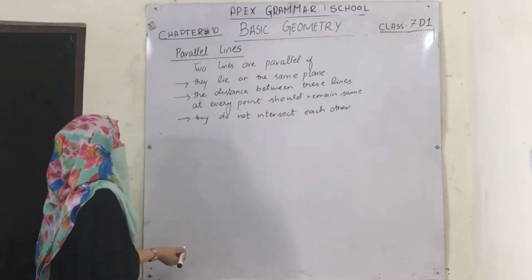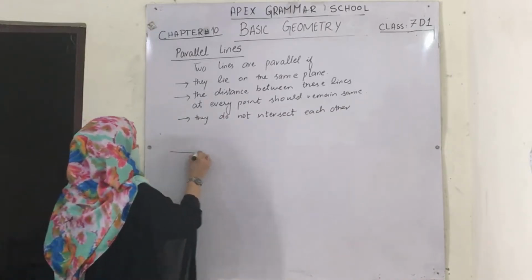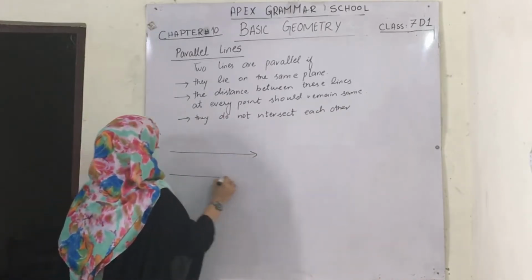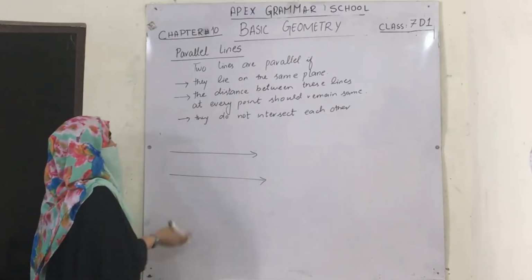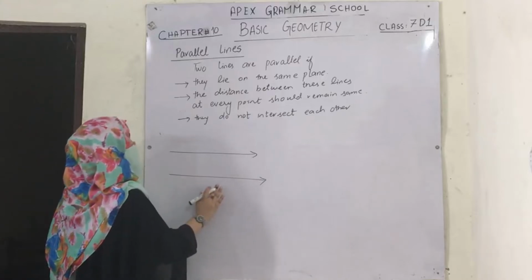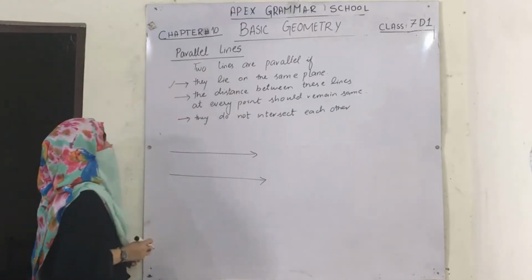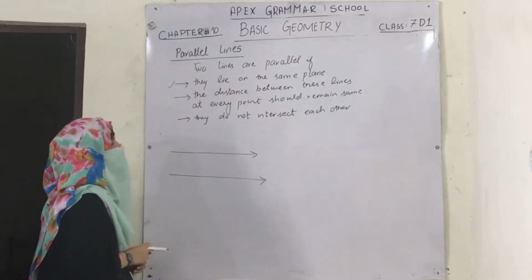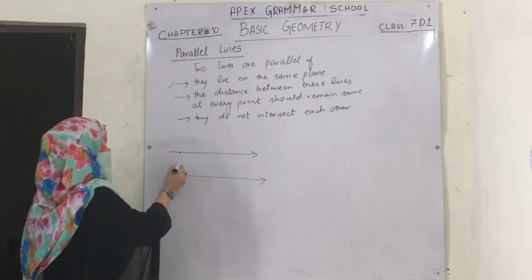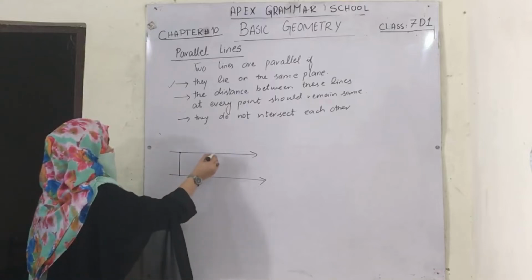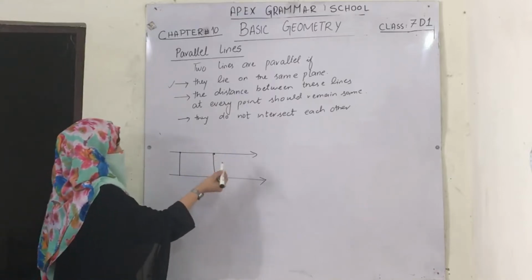For example, you need to see examples so that it should be clear in your mind. So I am going to draw two lines over here. As you can see, both lines are lying on same plane. They are on a horizontal plane. So first condition is satisfied. Second condition is distance between these lines remains same at every point. So if I take these 2 points, the distance between them is same. If I take these 2 points, distance between them is again same.